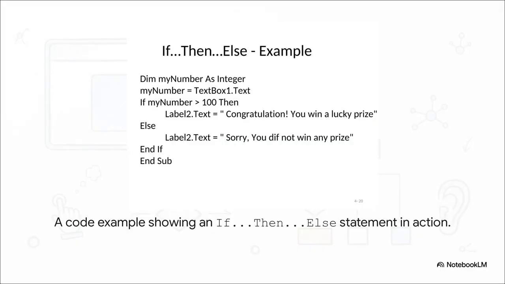Let's look at a real example in code. First, the program grabs a number someone typed in and stores it in a variable called myNumber. Then comes the big moment, the if statement. It checks, is my number greater than 100? If that's true, it shows the message, congratulations. Else, meaning if it's not true, it shows, sorry. That's it. That's a decision in action.